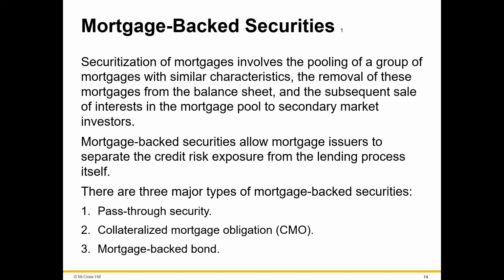Now let's talk about these mortgage-backed securities. It involves the pooling of a group of mortgages with similar characteristics, the removal of these mortgages from the balance sheet, and the subsequent sale of interests in the mortgage pool to secondary market investors. As we mentioned earlier, they can create a portfolio with mortgages in it, and then they can sell shares in that portfolio. That's one example of how to do it. Mortgage-backed securities allow mortgage issuers to separate the credit risk exposure from the lending process itself. There are three major types of mortgage-backed securities: pass-through security, collateralized mortgage obligation, and then the mortgage-backed bond.